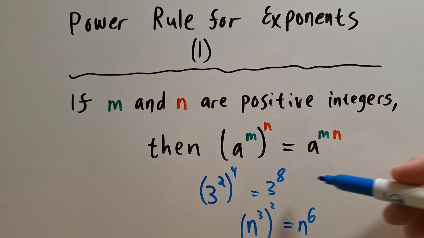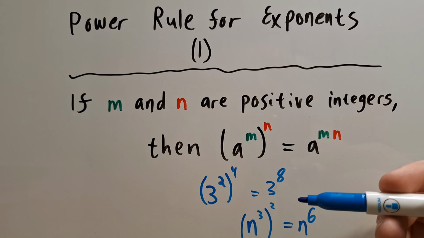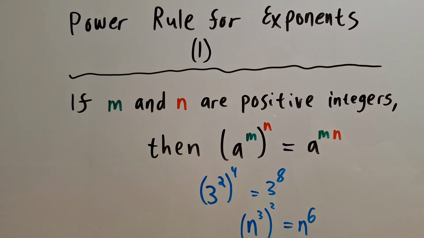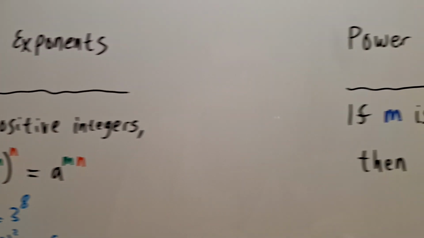If you're asked to evaluate the expression, you would go ahead and do so. But for these examples, all we're doing is just multiplying the exponents. Let's take a look at another power rule.